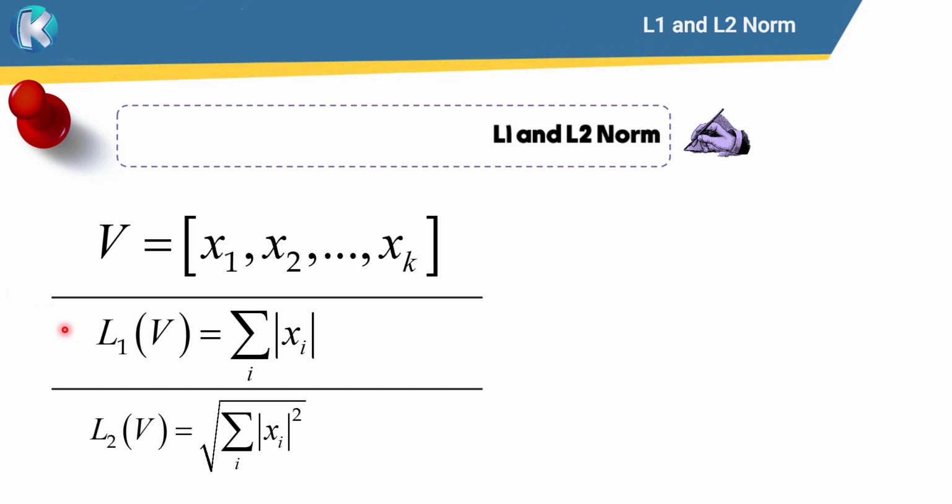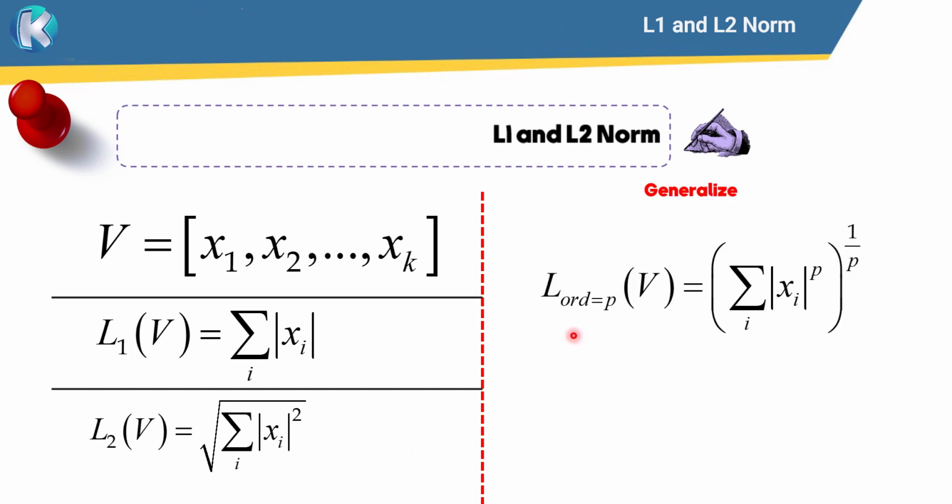So as we have said, this is the L1 norm of vector v, this is the L2 norm of vector v, and also remember that we can generalize this and we can define the norm with order equals to p. So the norm of order equals to p of vector v is equal to this formula. You can see that the summation of the absolute value of xi to the power of p and the whole term to the power of 1 divided by p.